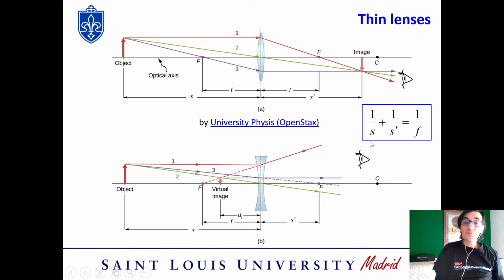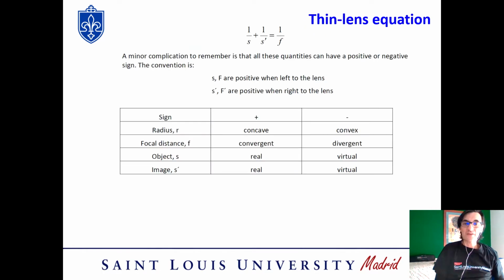The only precaution you have to take when using this formula is the signs. What is the sign convention? Well, the sign convention is that S, which is the distance from the object to the lens, is positive when the object is to the left of the lens.